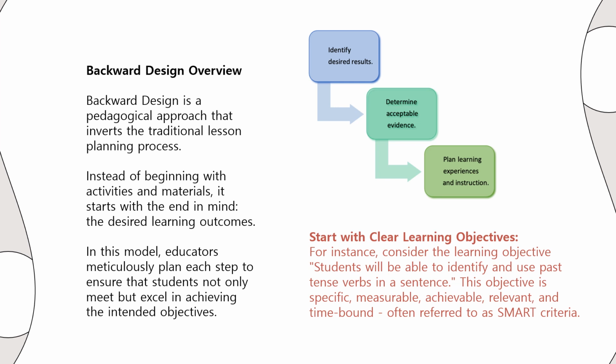Practical idea 1. Start with clear learning objectives. For instance, consider the learning objective: Students will be able to identify and use past tense verbs in a sentence. This objective is specific, measurable, achievable, relevant, and time-bound, often referred to as SMART criteria.